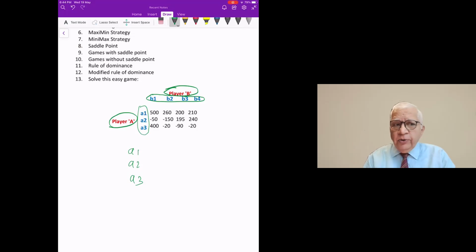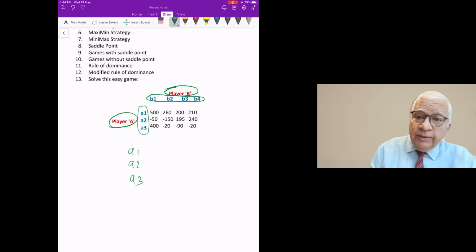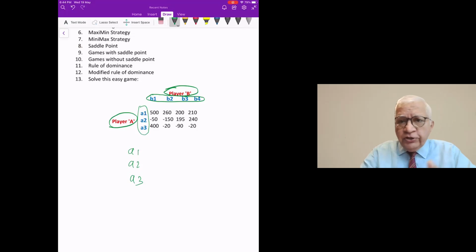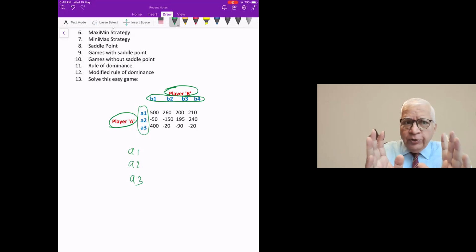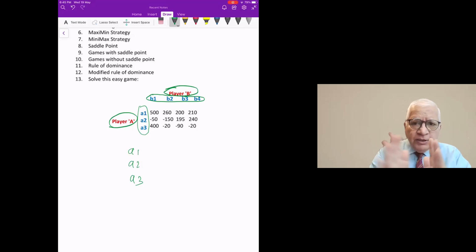Now, what we are talking about is how games are played in a complex situation. Let's consider a duopolistic situation. Two-player games are very important in the sense that they are the simplest form of games in game theory. It's possible to study them to a great extent by studying what are the saddle points, what is the rule of dominance, what is the modified rule of dominance, etc. We'll go through all of that.